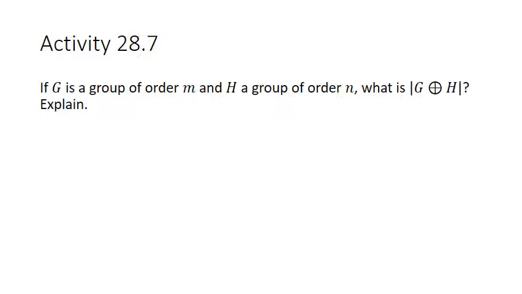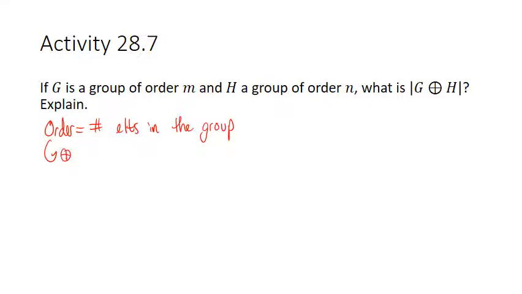Okay, so if you've done the activity, then let's go over it. If G is a group of order m, that simply means that G has m elements, and H is a group of order n, that means H has n elements. What is the order of the external direct product of G and H? Remember, the order is just the number of elements in the group. That's when you're doing the order of a group. Of course, if you're doing the order of an element, then it's the number of elements in the cyclic subgroup generated by that element.